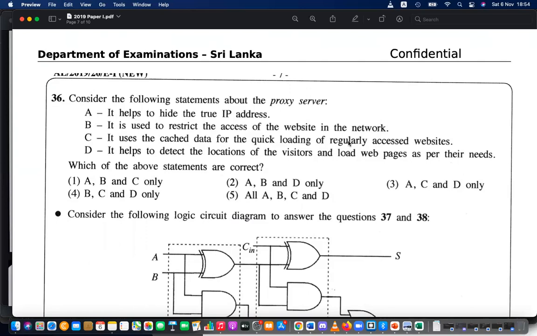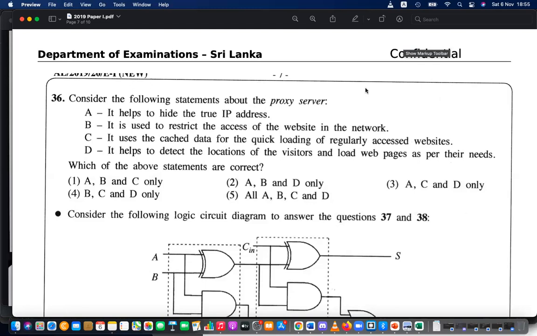It helps to detect the locations of the visitors and load web pages as per their needs. Yes, a proxy server can be used to detect the location of the visitors and load pages as per their needs. That is also a proxy server rule. So as I said, a proxy server can be configured with rules. So A, B, C, D, all four are correct for question 36.